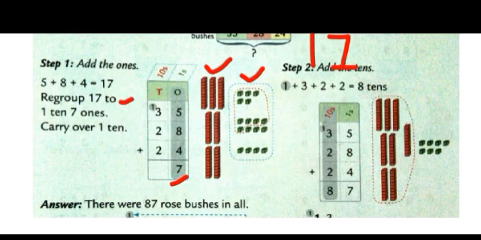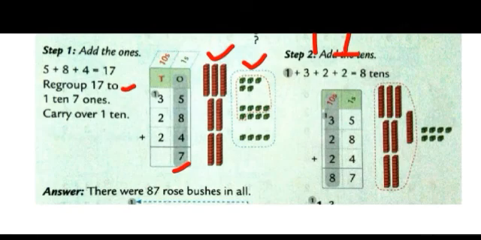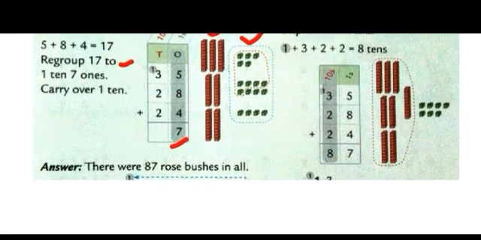So what are the numbers given in the tens column? Before it was given 3, 2 and 2. And the one which we got carryover, don't forget to add that also. So when we add them all together, we get 8. So we will write 8 in the tens column. So the answer becomes there were 87 rose bushes in all. So this is the way how we add 3 two-digit numbers with regrouping.